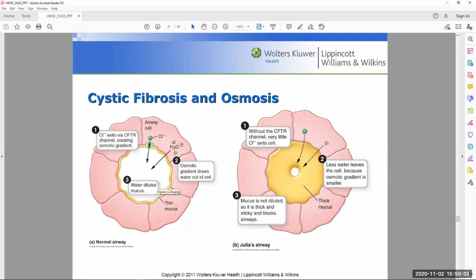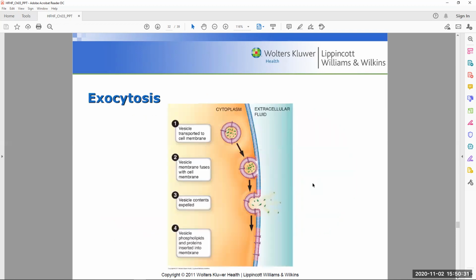airway passage. Now, with cystic fibrosis, the channel does not exist, so chlorine cannot move out, and by extension, the water does not follow chlorine. So what happens then is you do not have a dilution of the mucus, and it is relatively thick, and it builds up, as we see here, constricting the airway, and therefore persons, as in this case named Julia, would have difficulty breathing because of the thickness of the mucus itself. All right, so that is the specific case of cystic fibrosis.